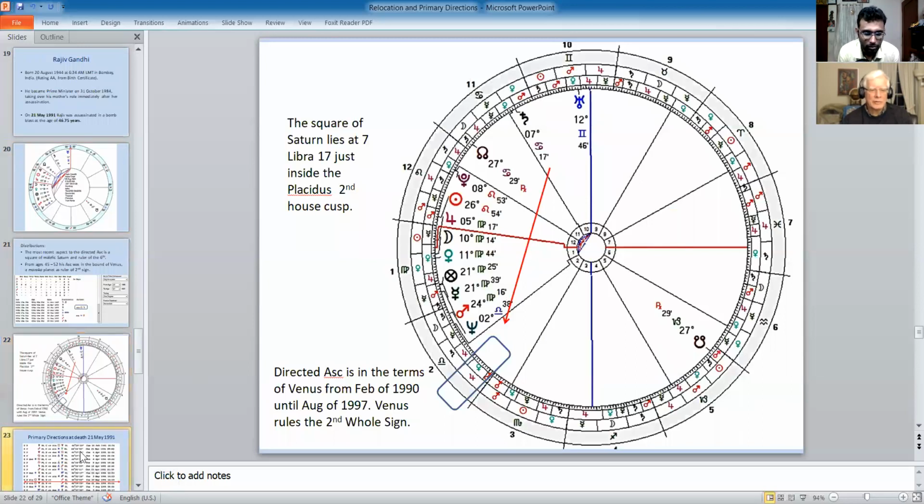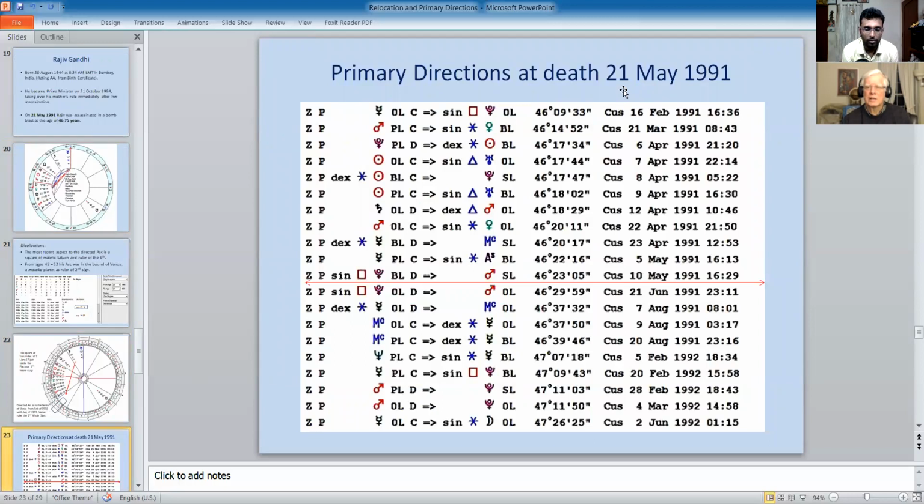Now, if I look at the primary directions, he died in May of 1991. So I put a line through May of 1991. The closest aspects to that, I'm using the midpoint of Ptolemy and Naibod, which I like here. The square of Pluto comes to Mars during this period, May and June. That's a very stressful aspect, which could indicate a violent explosion.